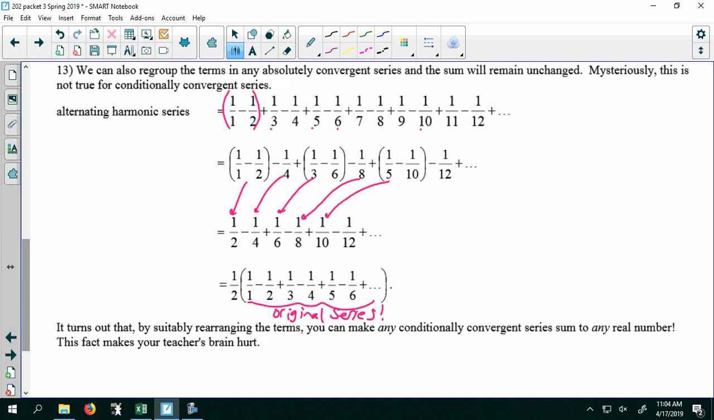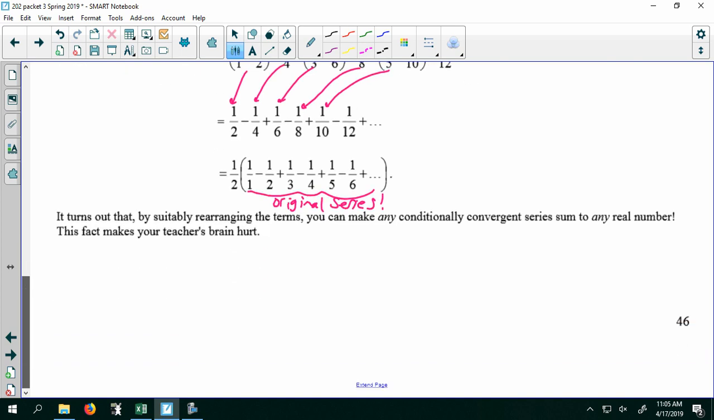It turns out that if you suitably rearrange the terms, you can make any conditionally convergent series sum to any real number you want if you regroup it in an appropriate way. It's just hard to think about. Weird. There won't be anything about that on a test or anything. I just thought it was a cool thing to show you.